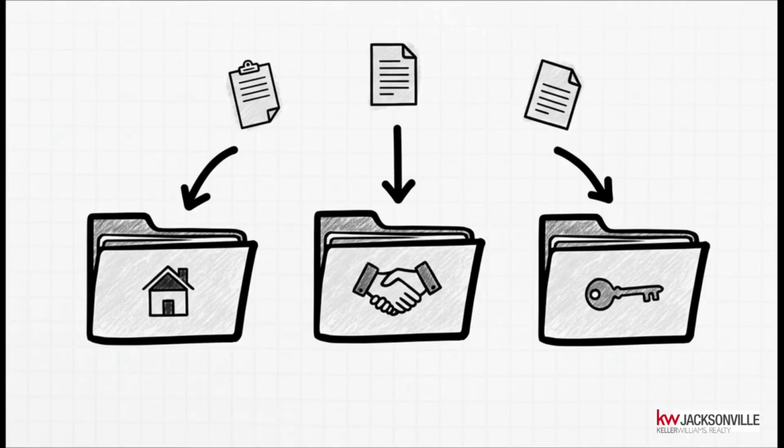Once that checklist is generated, you are going to see 3 distinct compliance events, or folders basically, listed: listing, under contract, and closed. Think of each phase as a distinct milestone in your transaction timeline. You don't just dump everything into one giant folder. You upload the specific documents relevant to that exact phase of the transaction.